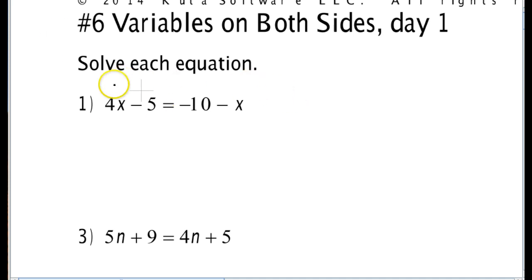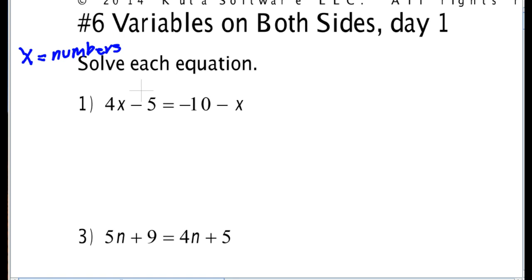So recall that on all of these, you generally want to get the variables on one side of an equal sign and the numbers on the other. That's the general goal for every equation all the time, no matter how high you go up in math. It always breaks down to that.